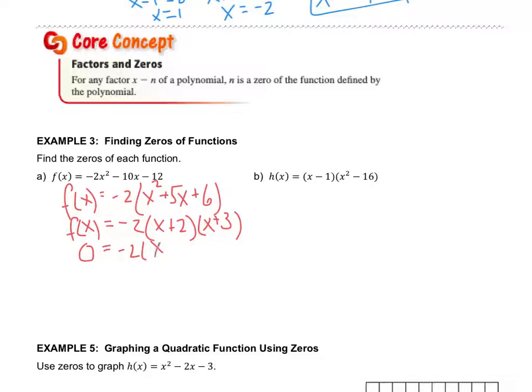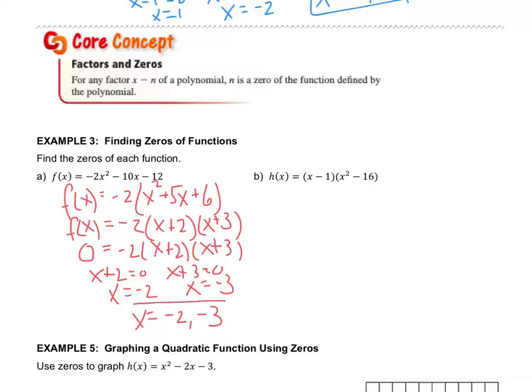Now remember that negative 2 in the front, I would divide both sides by that negative 2, and 0 divided by negative 2 is going to become nothing or 0. So I really only have to focus on the x plus 2 equals 0 and the x plus 3 equals 0. X, when I subtract the 2, becomes a negative 2, and when I subtract the 3, I get x is negative 3. So my zeros of this function are at negative 2, negative 3.